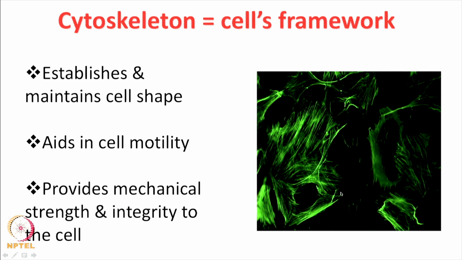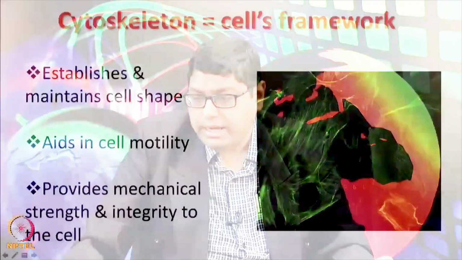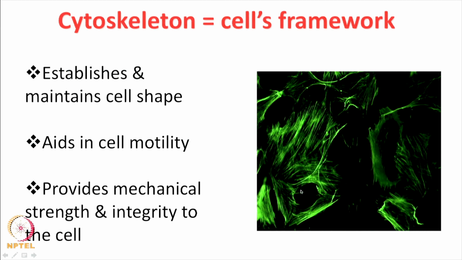It aids in cell motility. So, in the case of phagocytosis, the forward motion of the macrophage or the neutrophil is driven by actin based polymerization forces which push against the membrane. It also provides mechanical strength and integrity to the cell, so it can resist any external force on the cell.